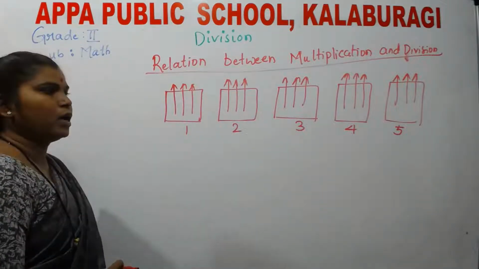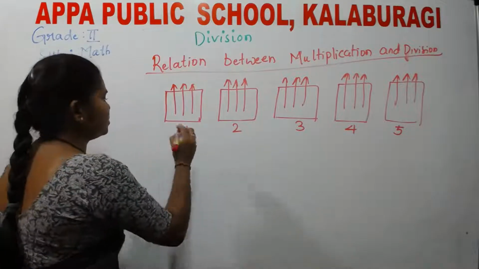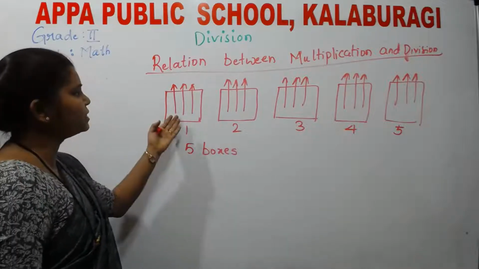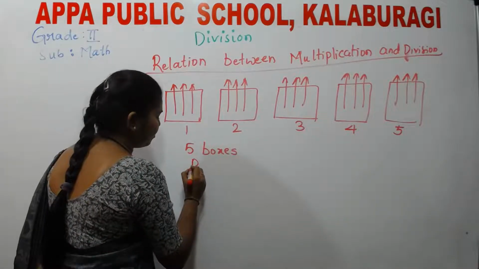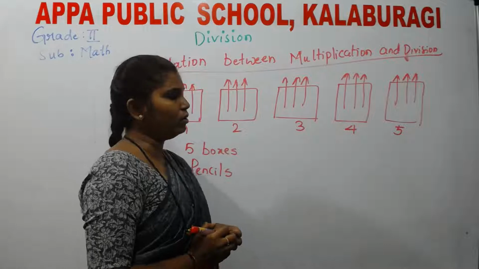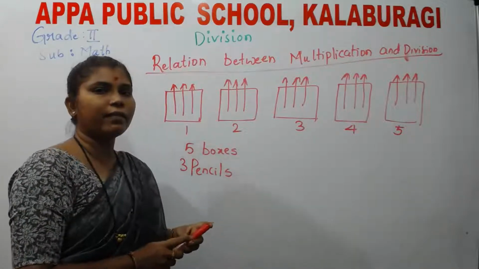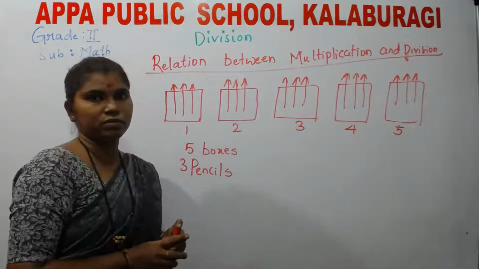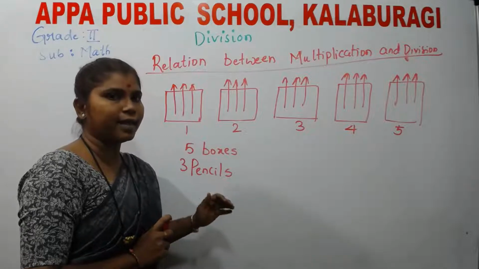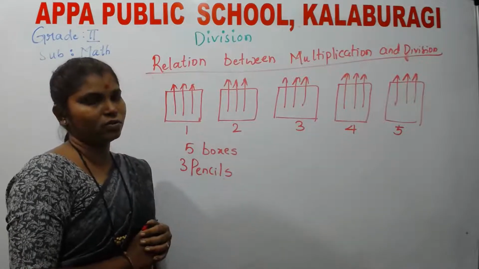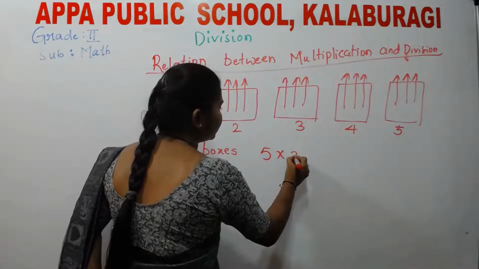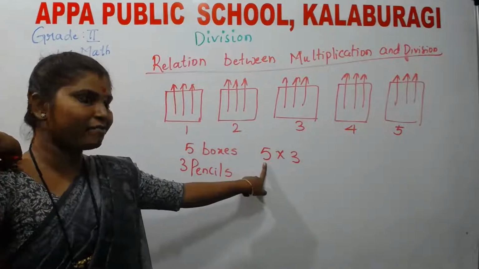Now I have got 5 boxes. In each box, I placed 3 pencils. Now, I need to find out how many pencils there are in all of my 5 boxes. What do I do, kids? I directly write 5 into 3, because the number of boxes I have is 5.